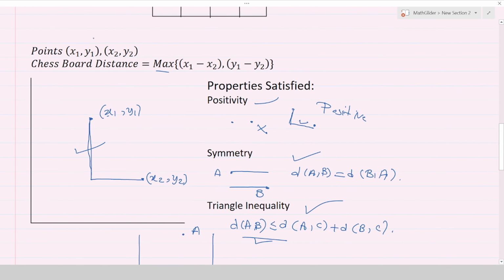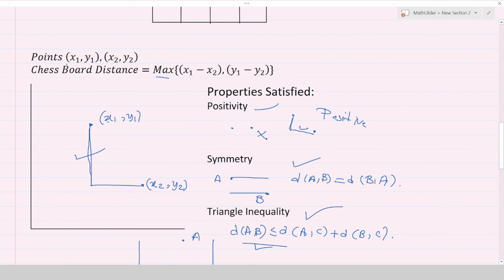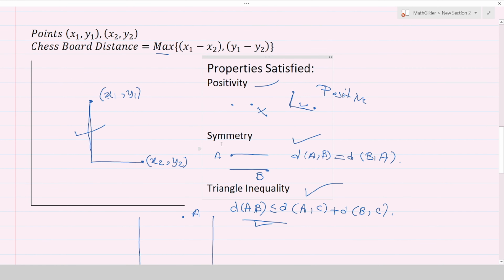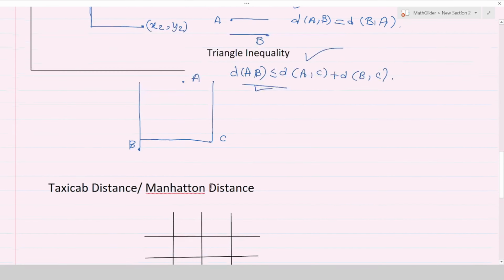Okay, so again to summarize, we defined chessboard distance to be the maximum of these two usual distances, and then we saw that it satisfies three properties: positivity property, symmetry property, and also triangle inequality property.